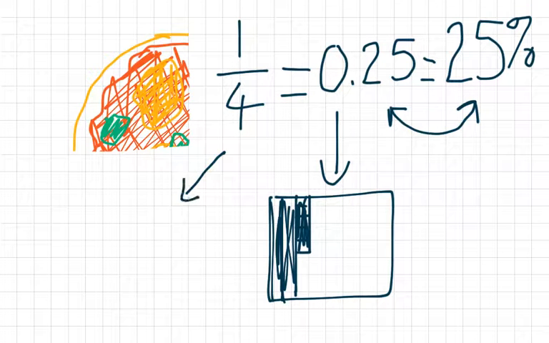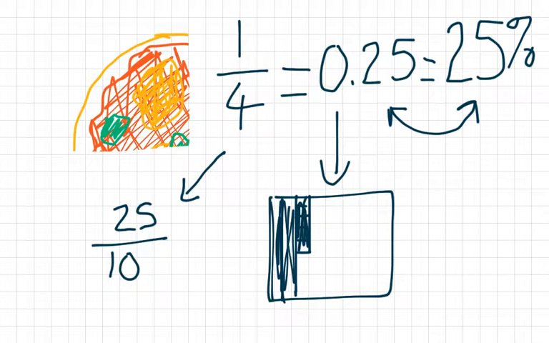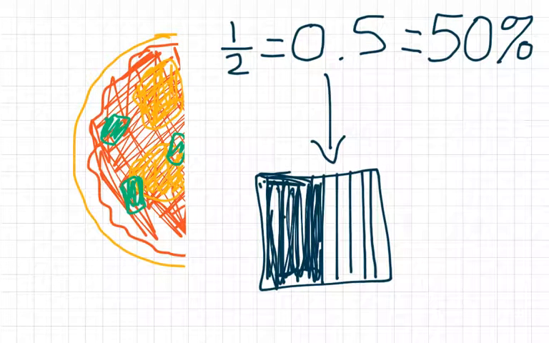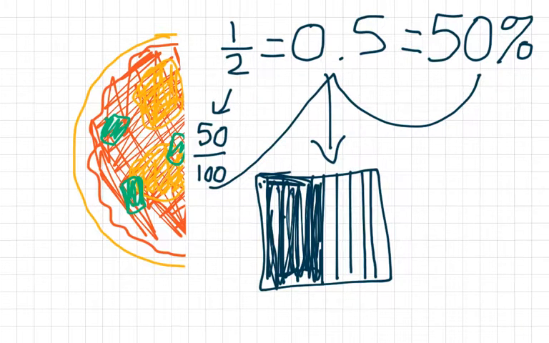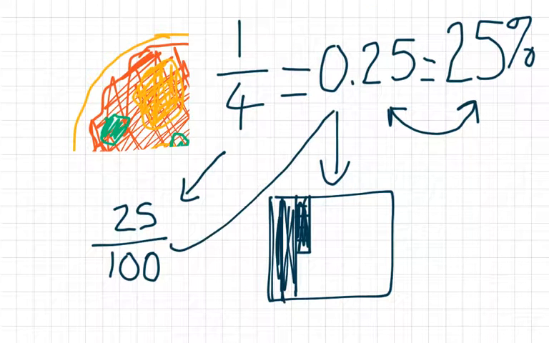If you want to find another connection, another way of saying 1/4 is 25 over 100. The same way of another way of saying a half is 50 over 100. Can you see the connections?